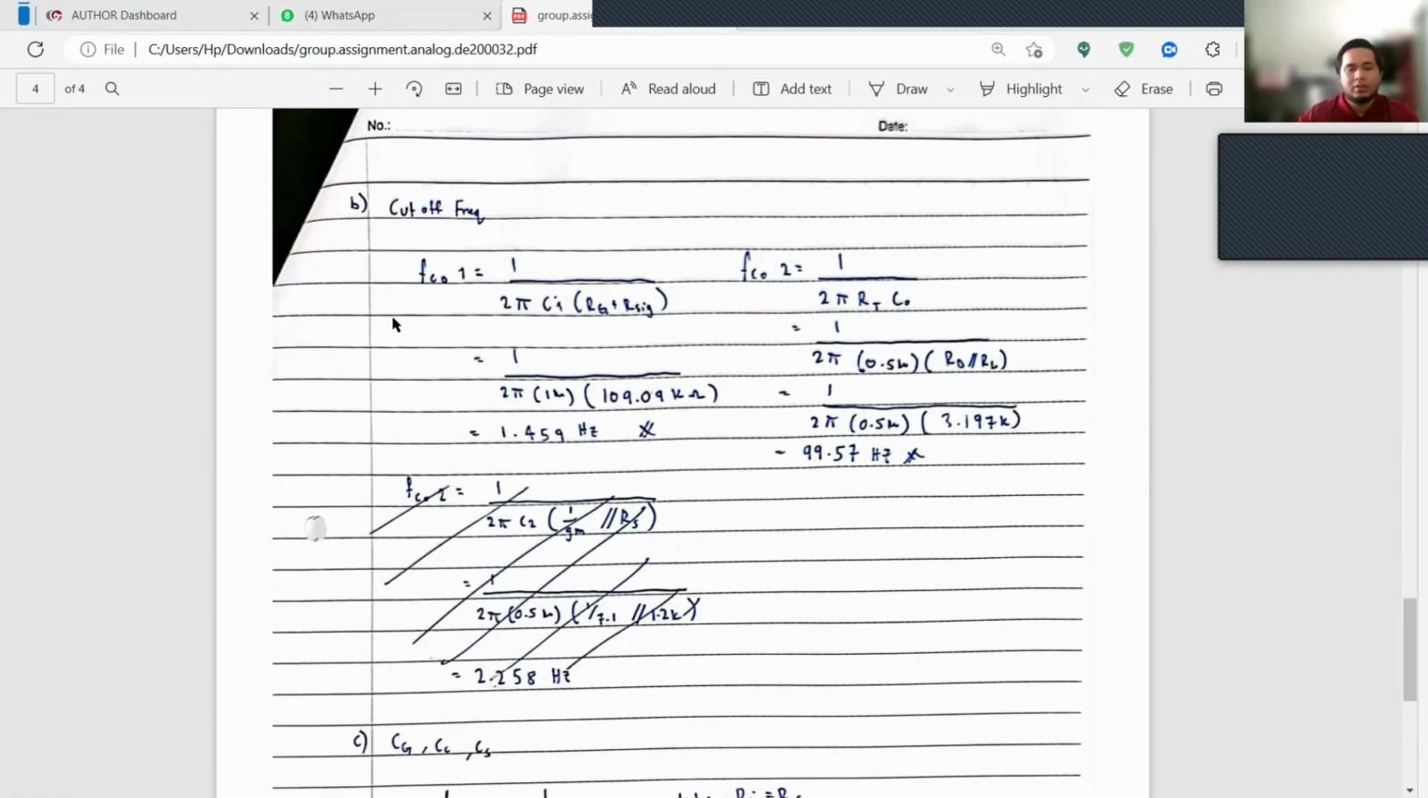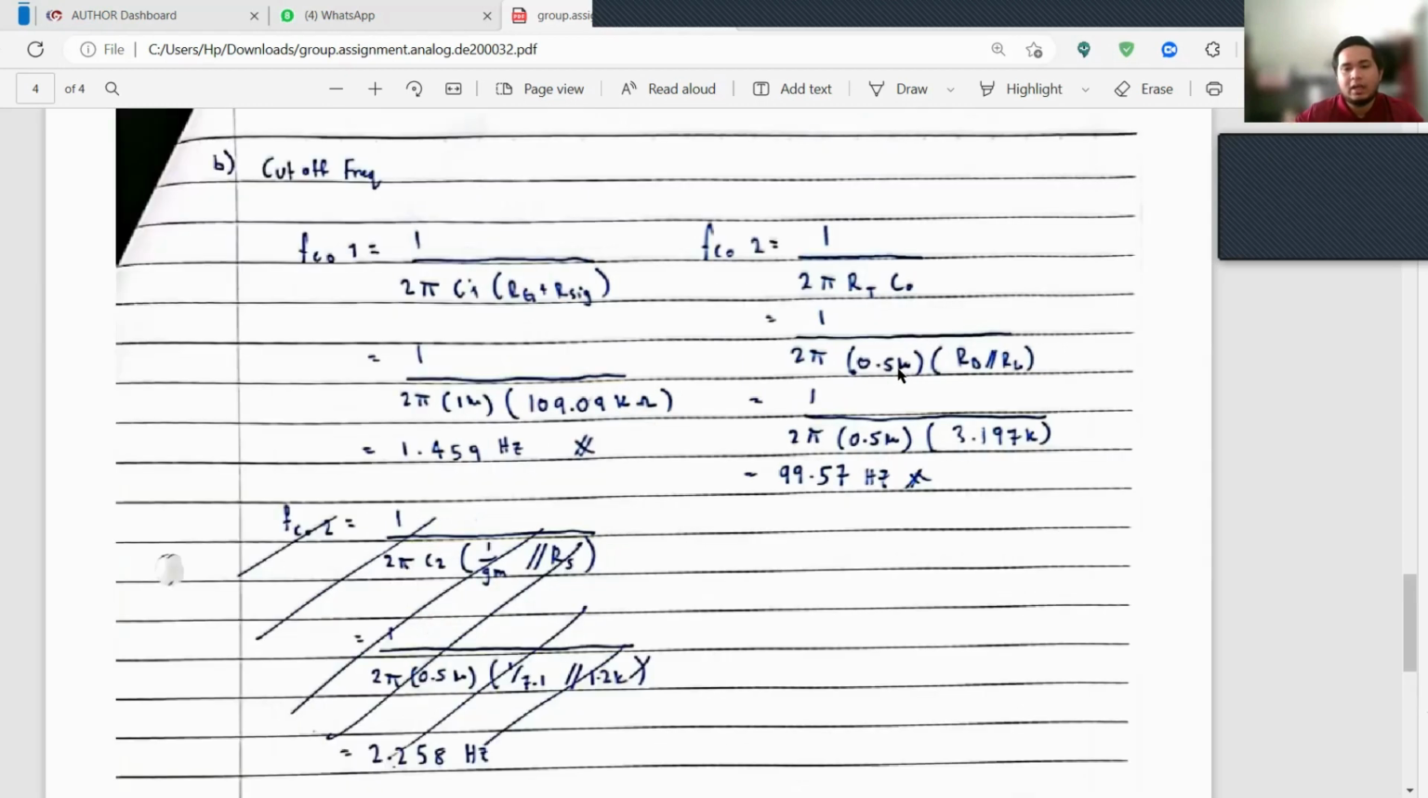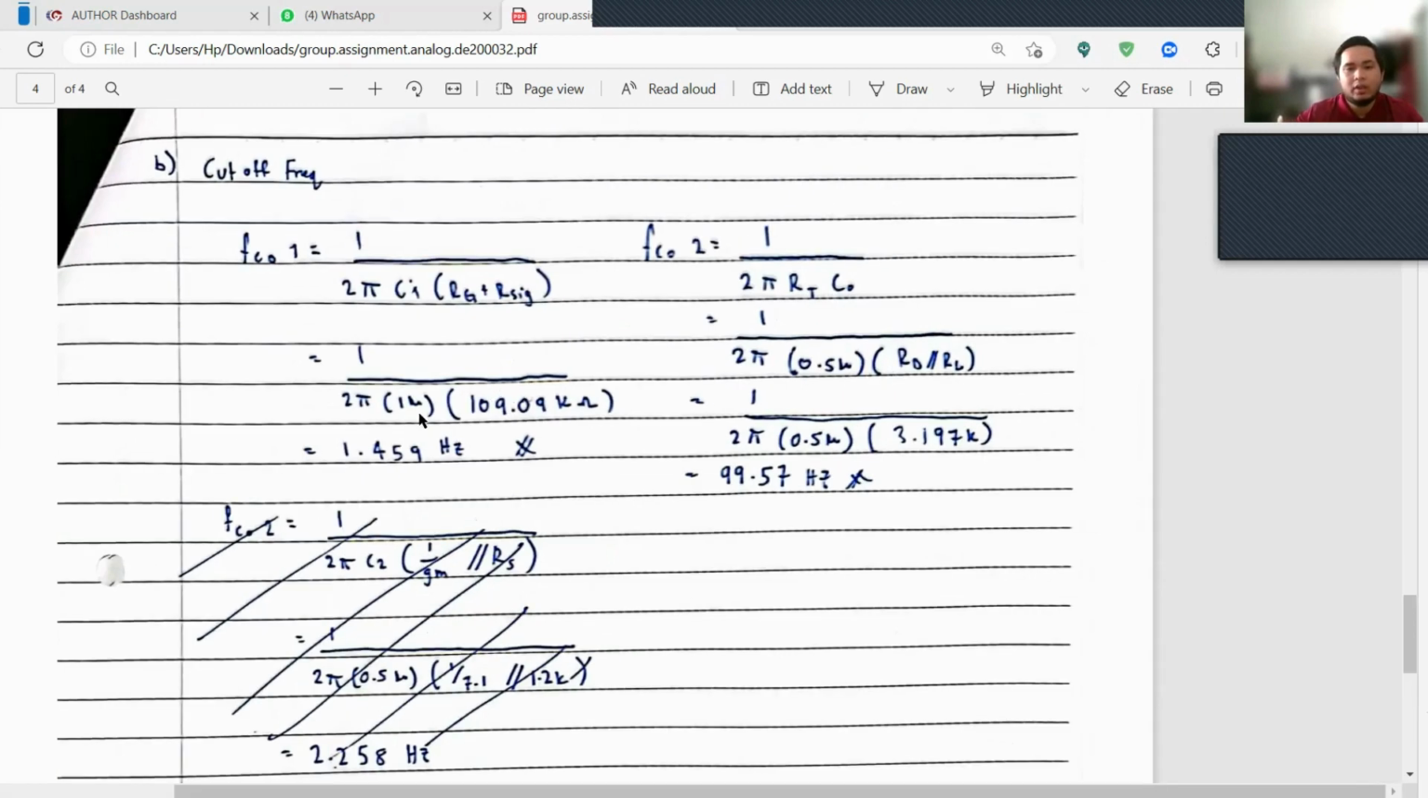Next, cut-off frequency. Cut-off frequency is 1 over 2 pi CR and 1 over 2 pi CR, the same. The difference is this one is RG plus RC, and this one is R total, RD parallel with RL. This one capacitor is 0.5 micro, and this one is 1 micro. So we got 1.459 hertz. This one is 99.57 hertz.